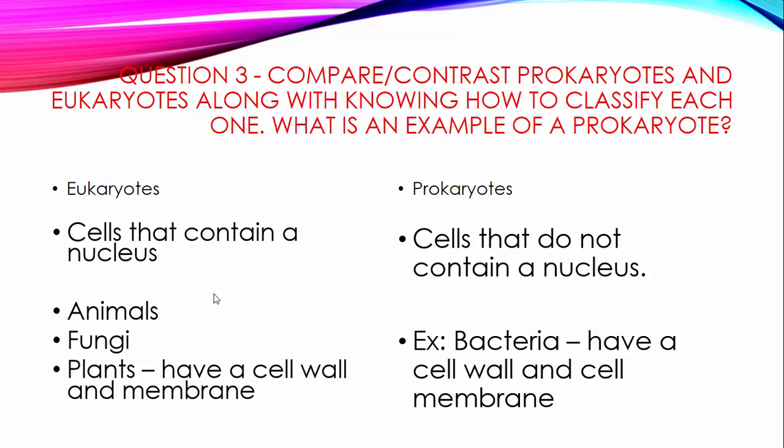Just remember that eukaryotes have a nucleus, because the EU in eukaryote means true nucleus. Prokaryotes, the PRO means before there was a nucleus.